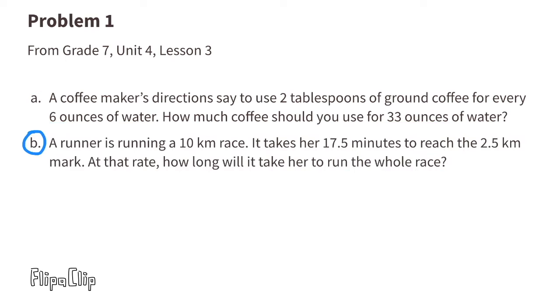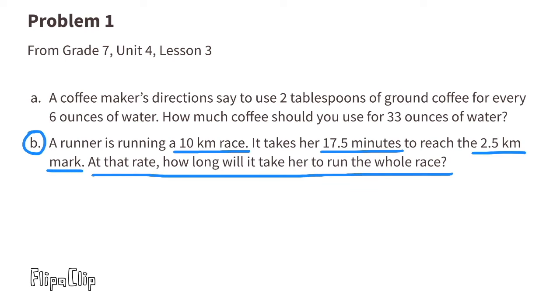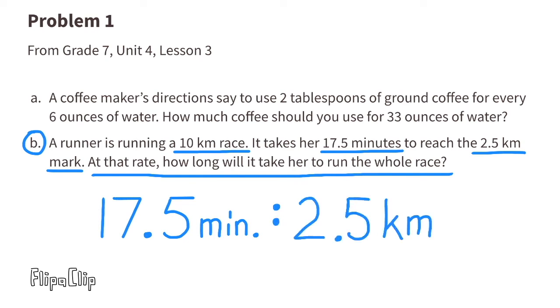B. A runner is running a 10-kilometer race. It takes her 17.5 minutes to reach the 2.5-kilometer mark. At that rate, how long will it take her to run the whole race? It takes her 17.5 minutes to run 2.5 kilometers. Let's use this information to help us find out how long it took to run 1 kilometer.